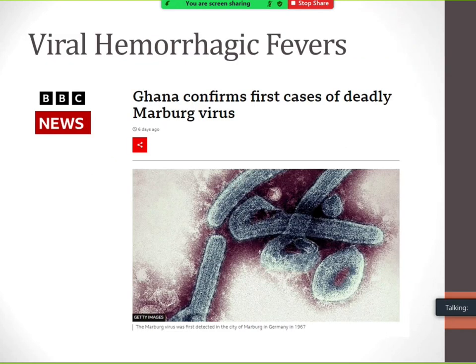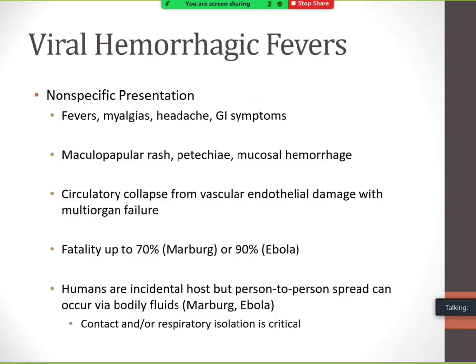And then lastly, we've got probably a minute or two, viral hemorrhagic fever. So this is kind of in the news right now because in Ghana, they had their first case of Marburg virus. These can present very non-specifically, fevers, myalgias, headaches, GI symptoms. Your biggest history is going to be a returning traveler with a fever from an area that's having an outbreak or might have an endemic and they were out in a rural area or somewhere where they might have been exposed. You may get maculopapular rash, petechiae, that can progress to mucosal hemorrhages.